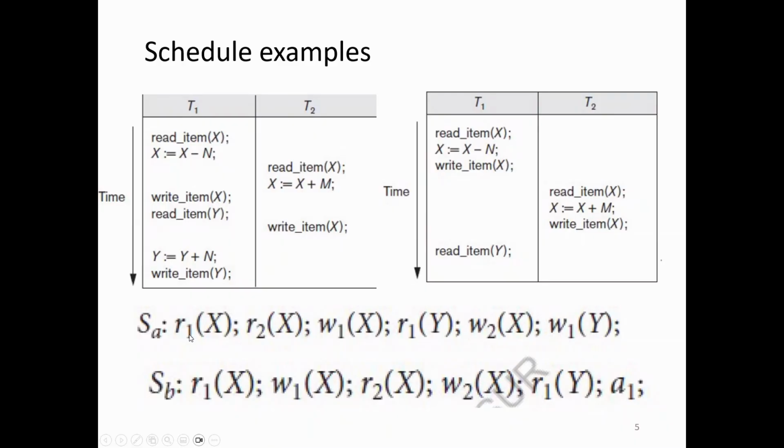Right? If we write a schedule for the transaction in the second diagram, first we have to write a name. That means SB semicolon. Then read item X in T1 here. Then write item X again in T1.